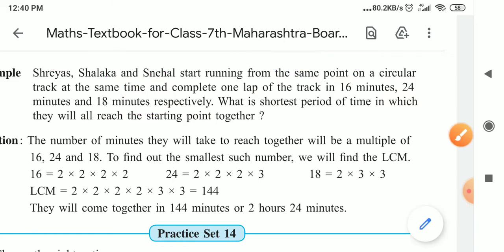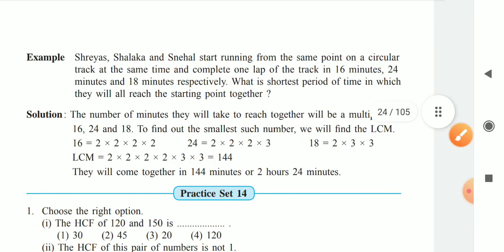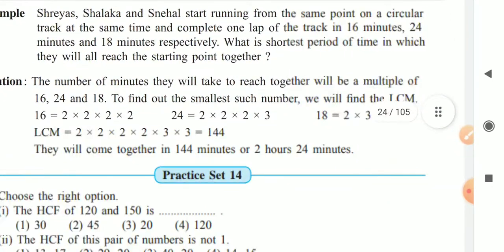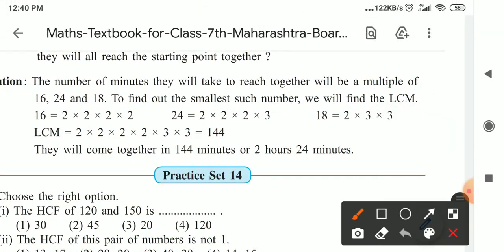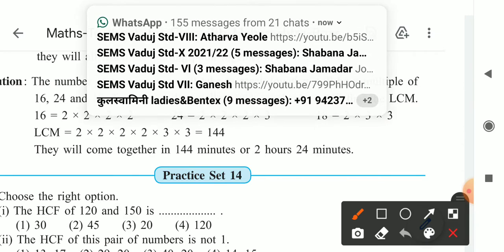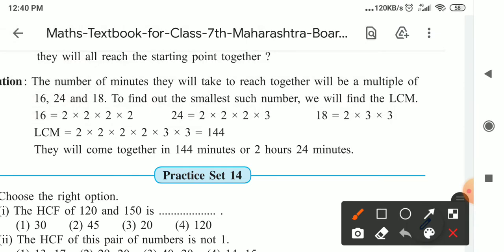Means what we have to find is, if they continue to run around the circular track, at what time will they come to the same place together, given their speeds and times. That is the question. So in this type of example, we have to find out the LCM of the numbers 16, 24 and 18.